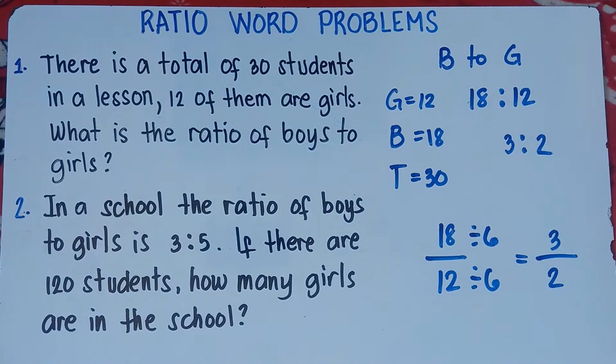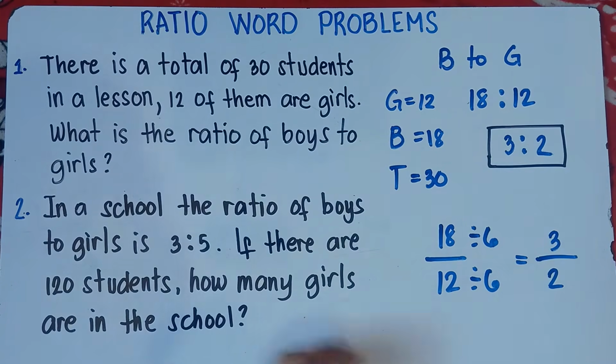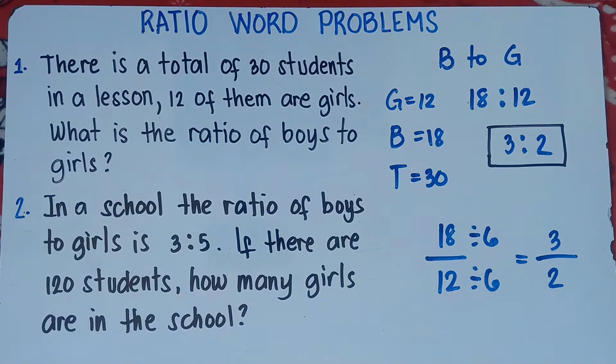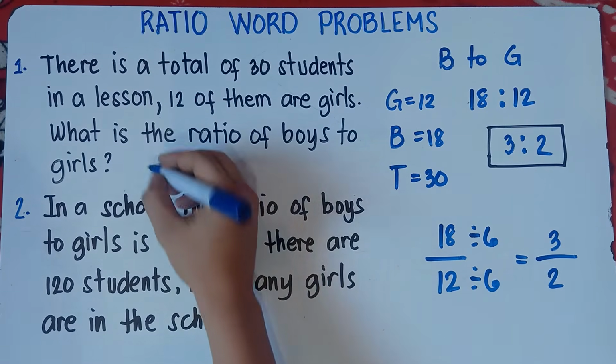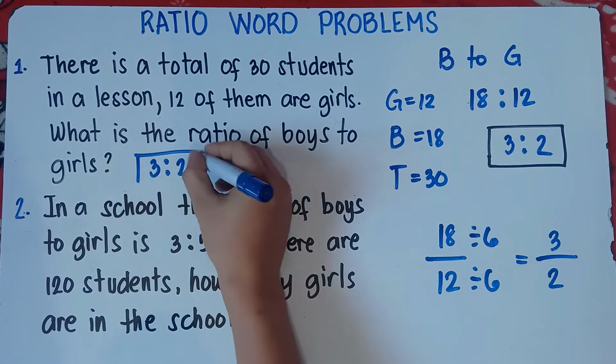That's it, class. That's the answer for number 1. Once again, class, you always check your ratio if you can reduce that in simplest form. It's necessary, class. That's actually mandatory in ratio that you always reduce your answer in simplest form. So our answer is 3 is to 2. That's the answer, class, for number 1. Easy, right?